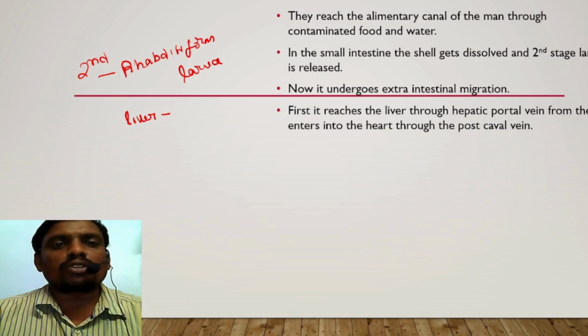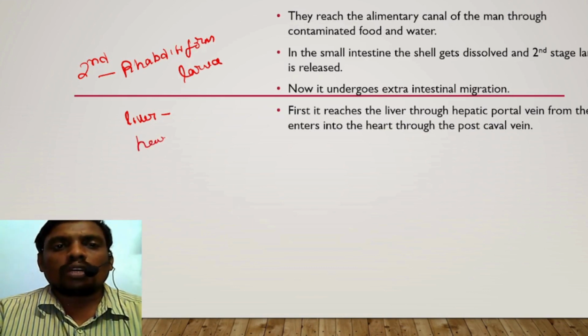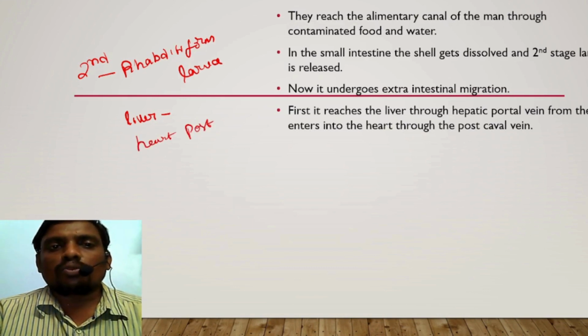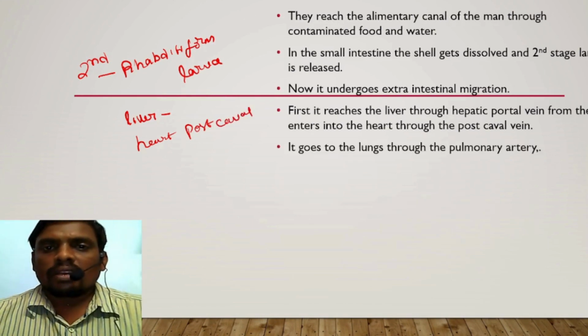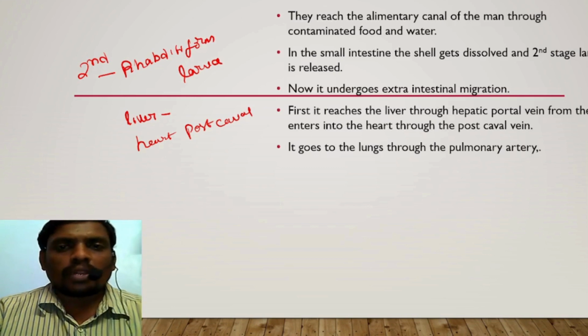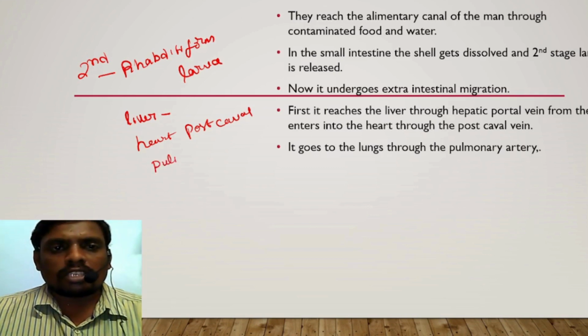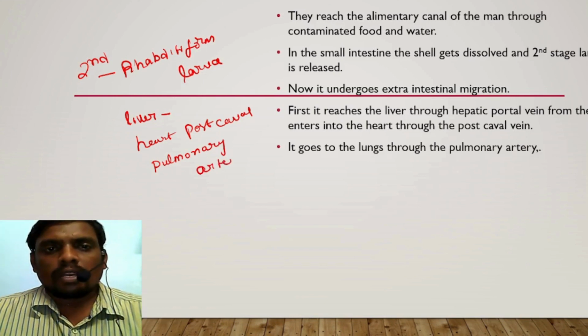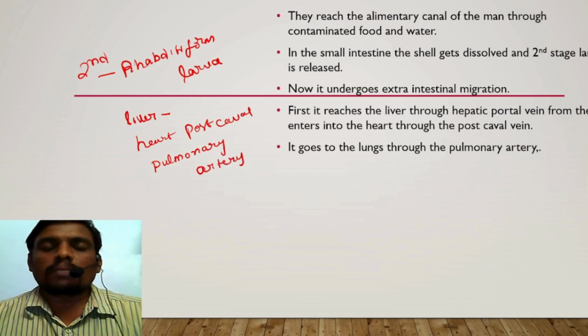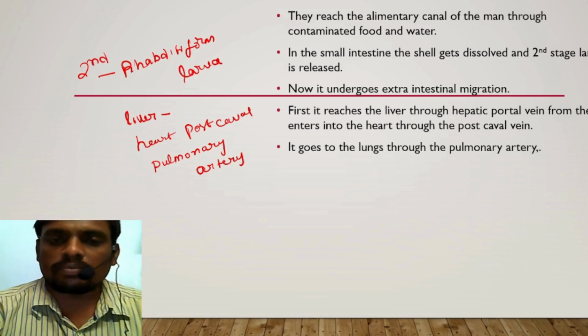From there it enters the heart through the postcaval veins. You know postcaval veins, right? Now from the heart, finally they go to the lungs by the pulmonary artery. The pulmonary artery carries deoxygenated blood towards the lungs for oxygenation.